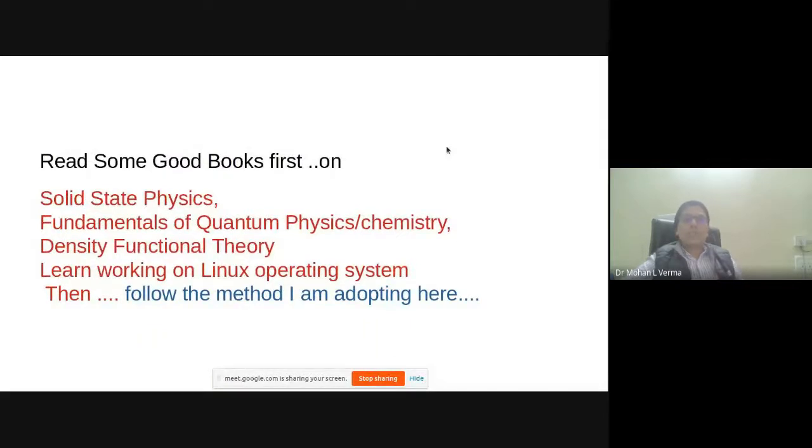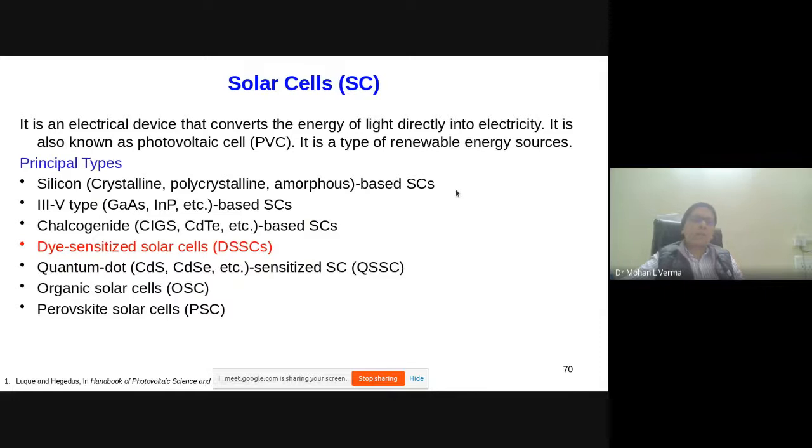So to start molecular modeling, start reading good books: solid state physics, fundamental quantum physics, chemistry, density functional theory, and learn working on the Linux operating system, and follow the method I have adopted in my channel. So you can easily learn. Within 1 week, maximum 10 days, you can learn Siesta up to a particular level.